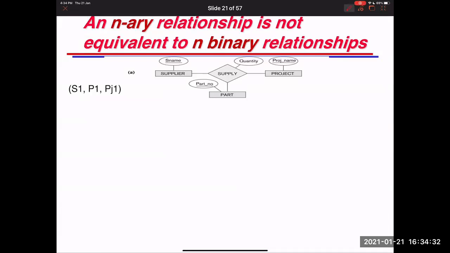Good. So here again, we have this example ternary relationship, and now we also make it more interesting by adding some more attributes here. We add a quantity to our supply relationship, which tells us what quantity of a specific part is supplied by a specific supplier to a specific project.